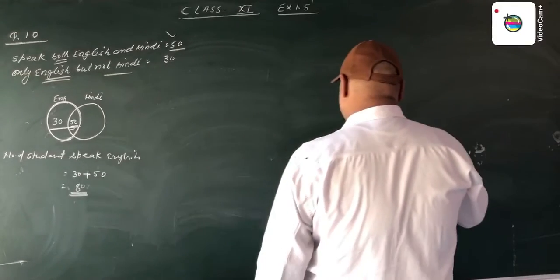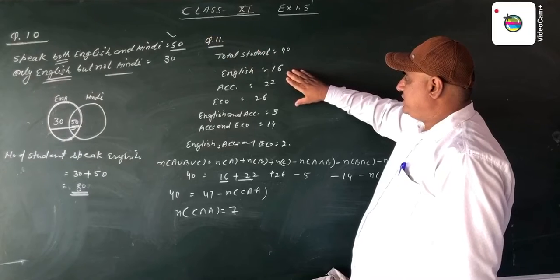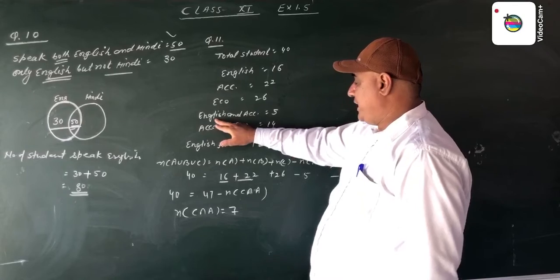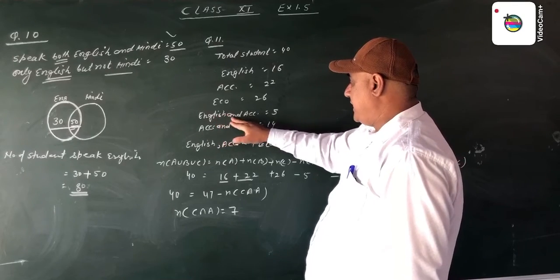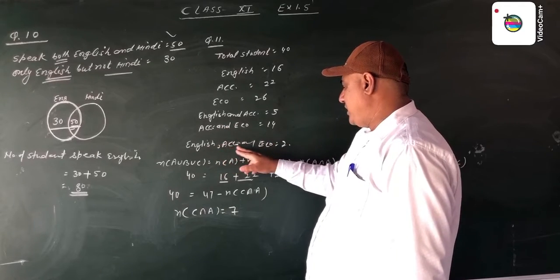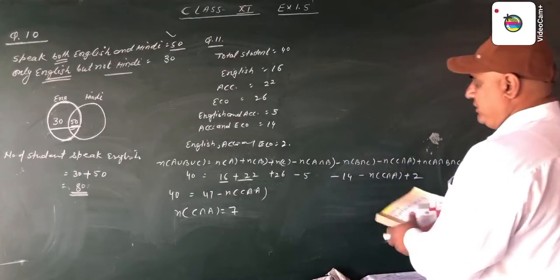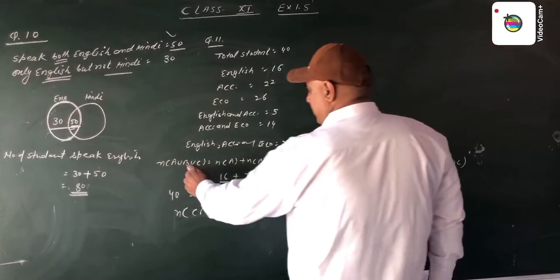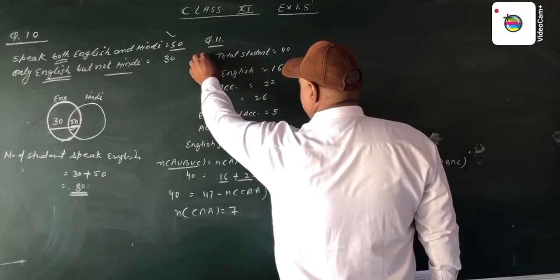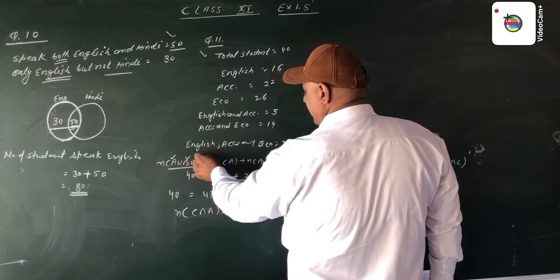Now question number 11. 40 English students, 16 accountancy, and these economics. And these are the students who are common in English and accountancy, accountancy and economics. English, accountancy and economics common are 2 students. Now we have represented this data by A union B union C. It is the union of 3 sets. It means A for English, B for accountancy, C for economics.